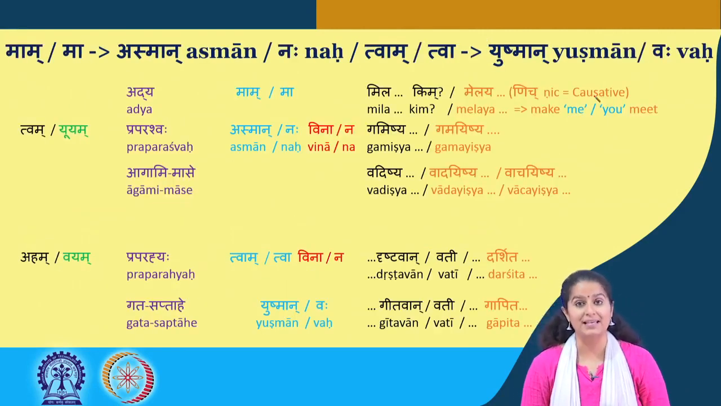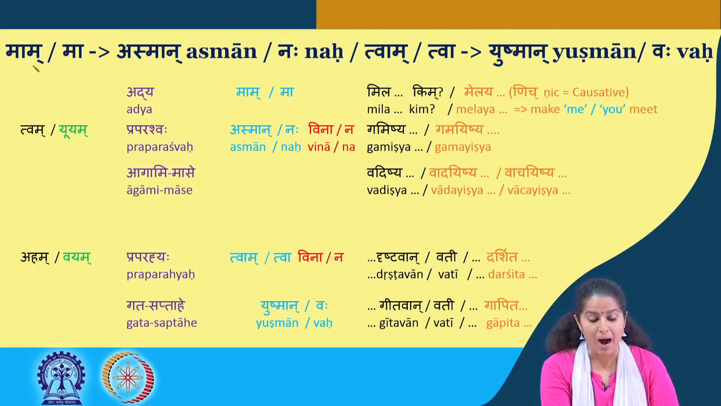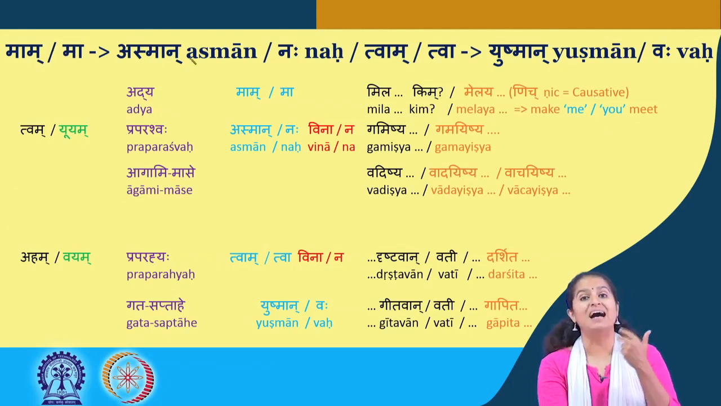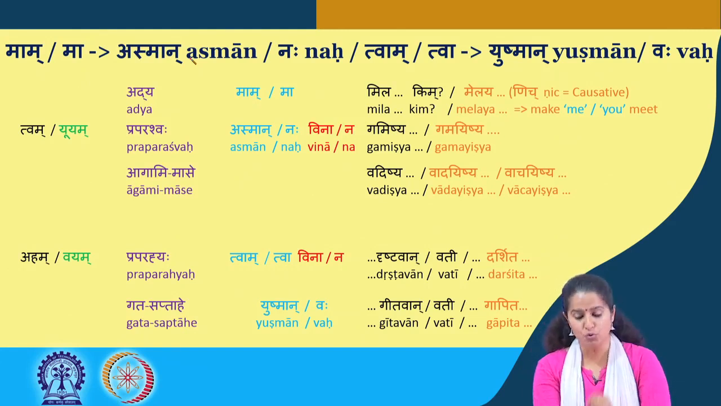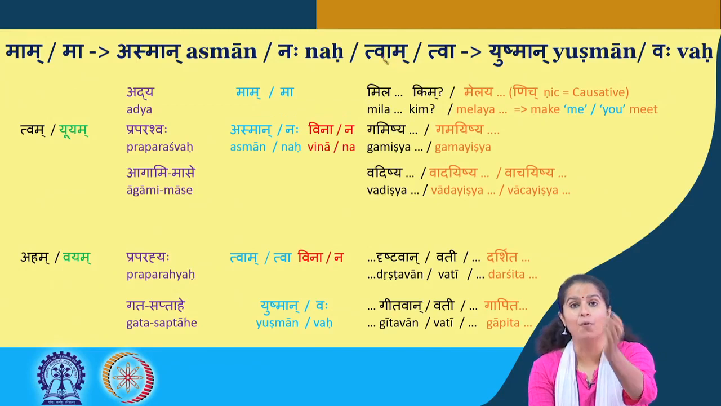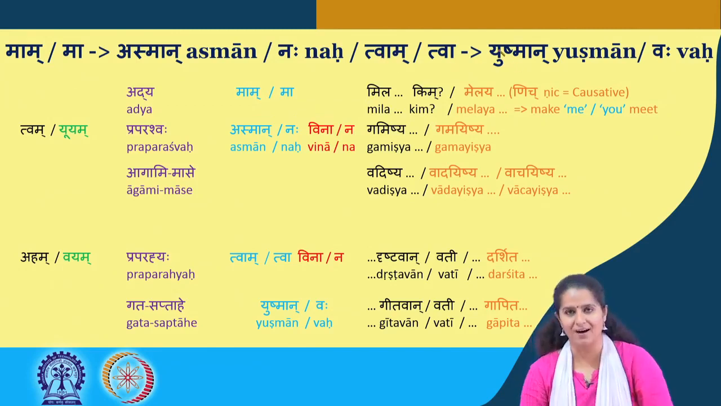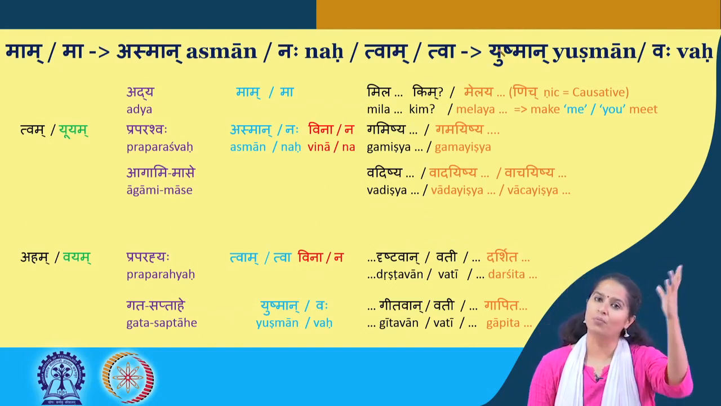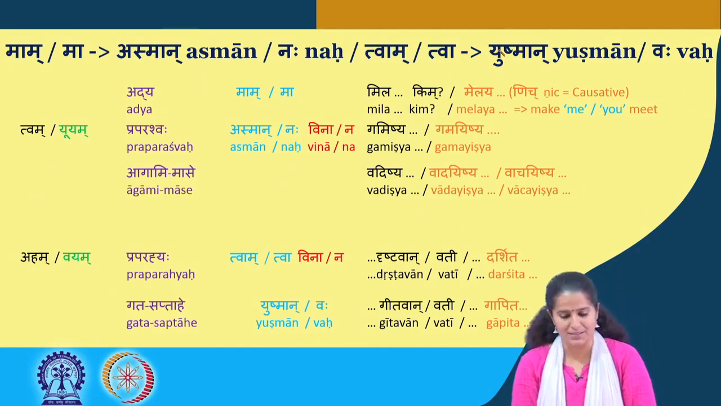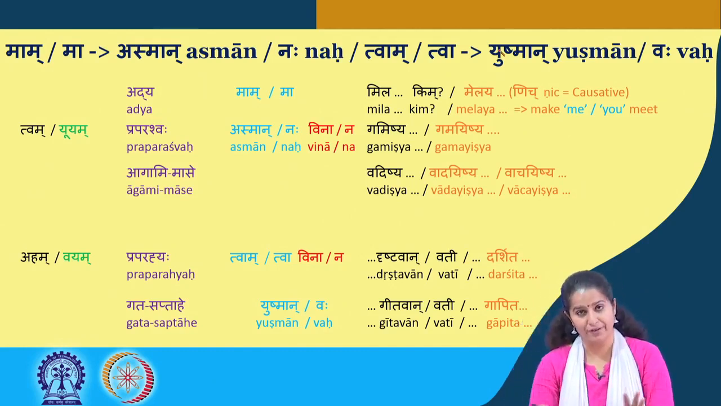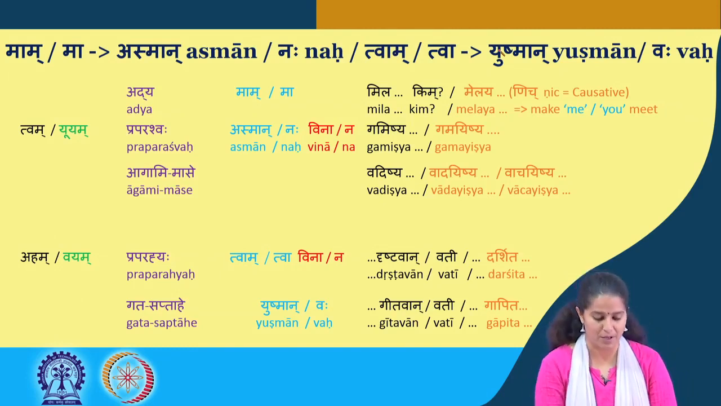Let's move on to the next case, the second case. In this one we see that mam or ma becomes asman or naha. And for you, tvam or tva becomes yushman or vaha. If you can remember, we had seen these forms already in the conversation. So a little more practice with this. Again, a whole lot of varieties. So I will take you through a simple one and then allow you to practice it by yourselves.